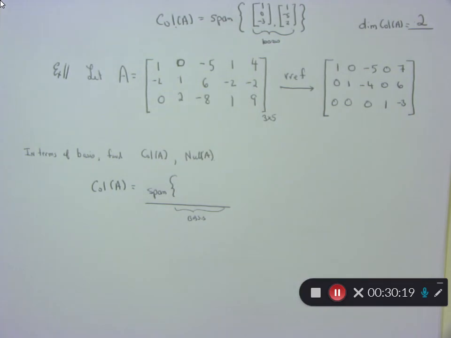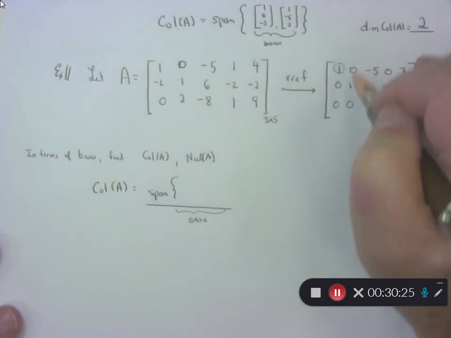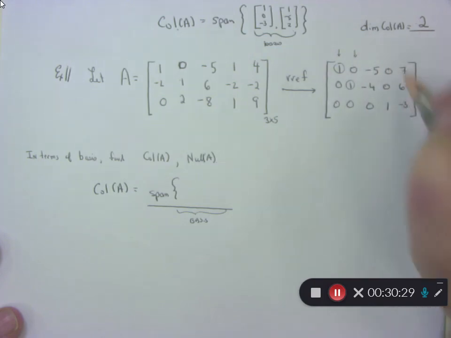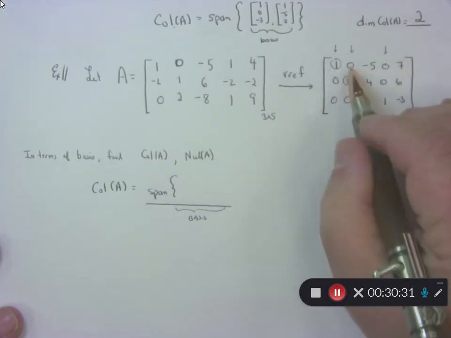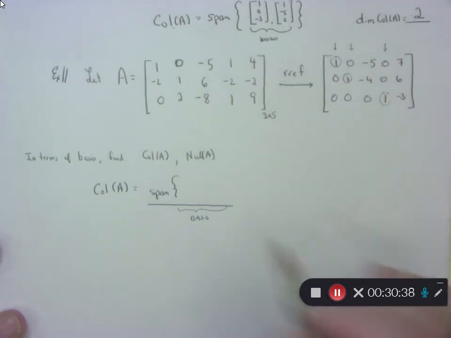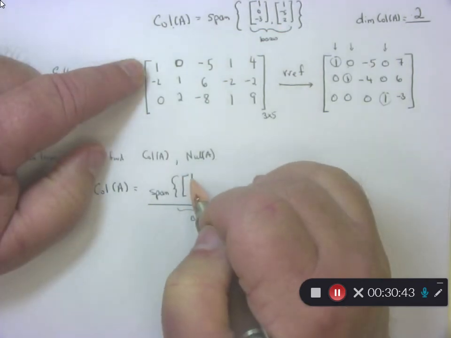What's my basis? Well, where are the pivots located? First vector, second vector, as I'm going down the column space, and which one? 1, 2, 3, and the fourth vector. Does that make sense? Notice the pivot, pivot, and pivot.